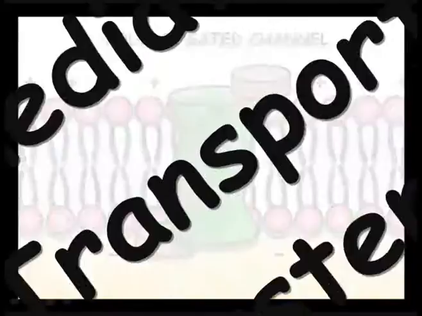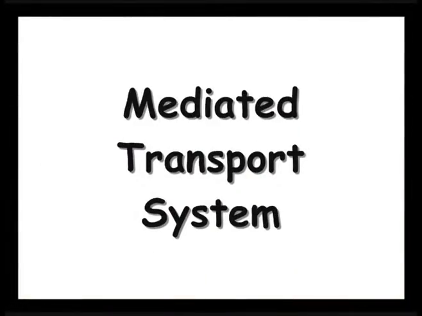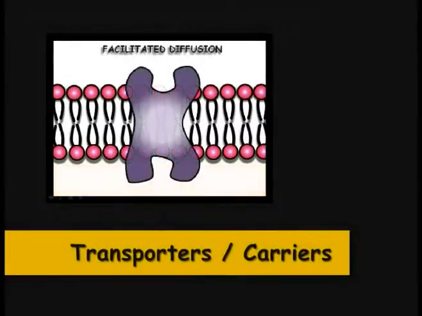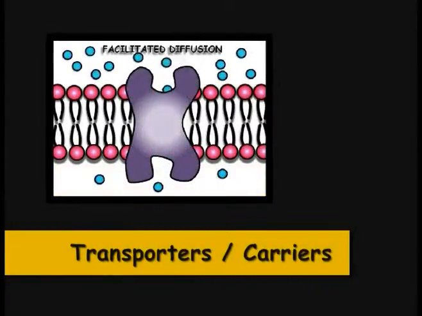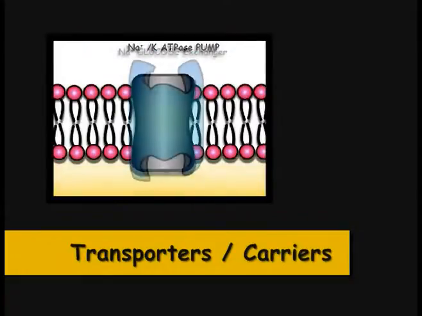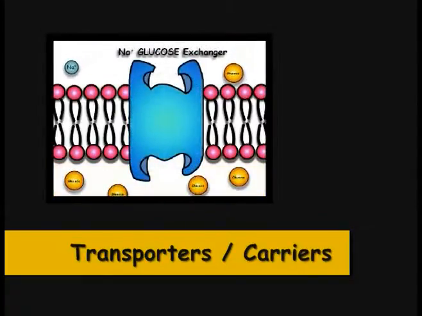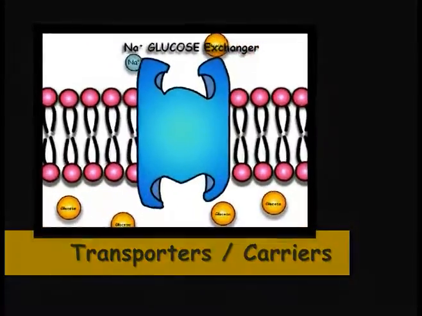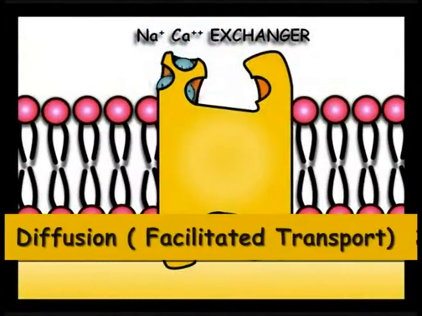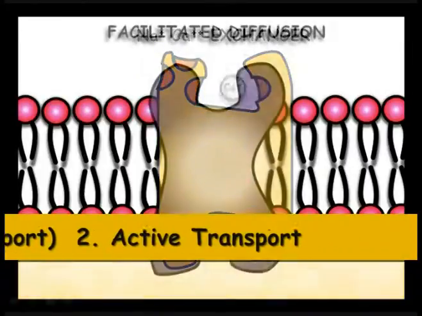Some substances enter or leave cells via the integral proteins of the plasma membrane, called transporters or carriers. A transporter binds the solute to be transported on one side of the membrane, and then the transporter undergoes a conformational change that allows the solute to be released on the other side of the membrane. There are two types of mediated transport system: facilitated diffusion, sometimes called facilitated transport, and active transport.